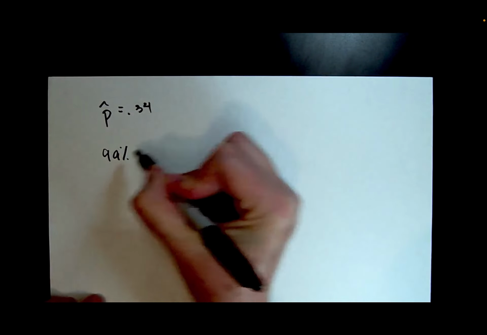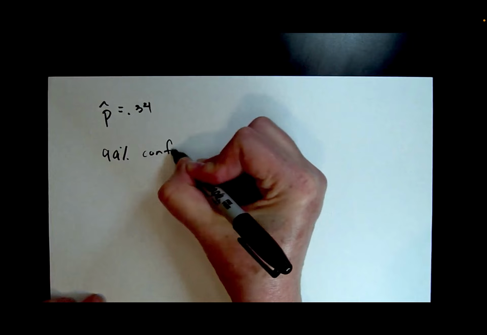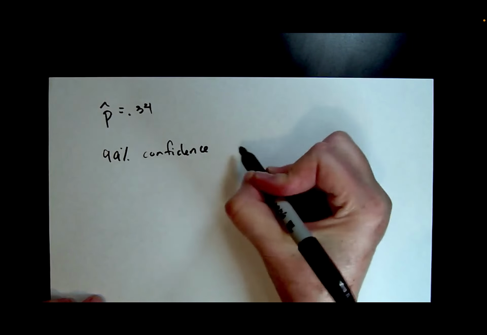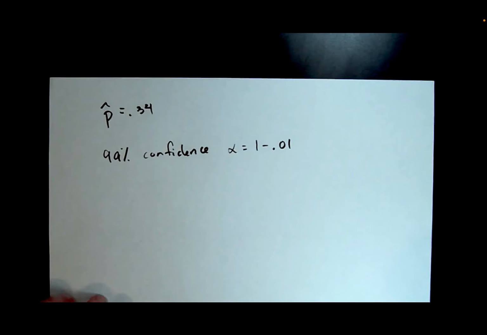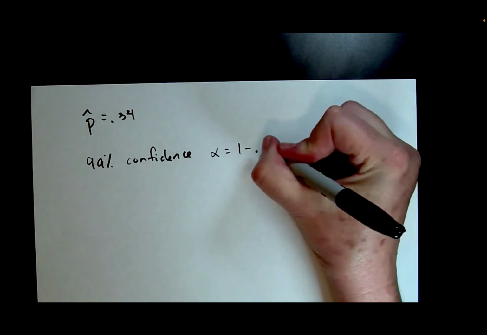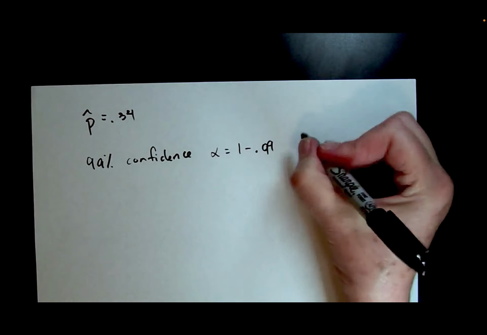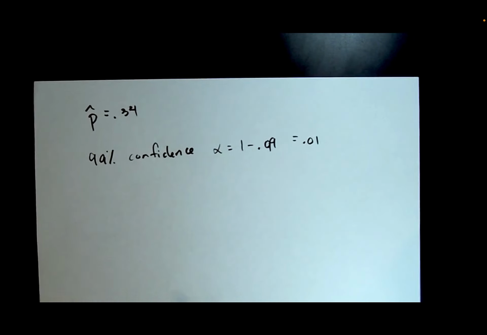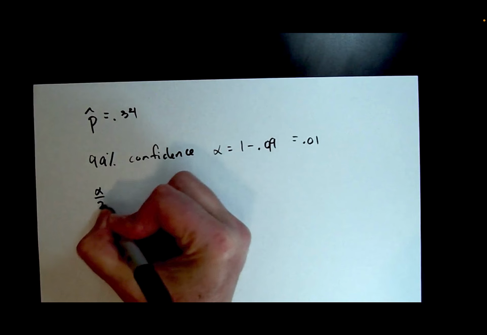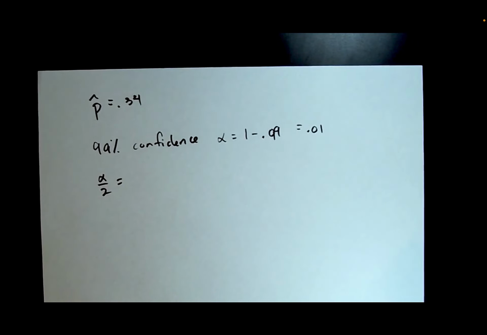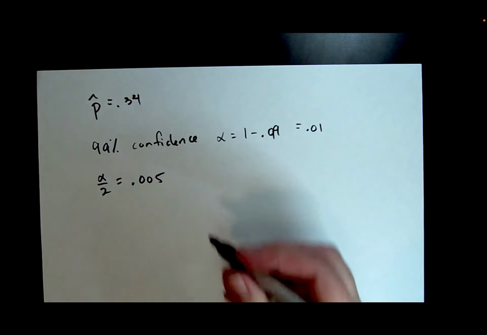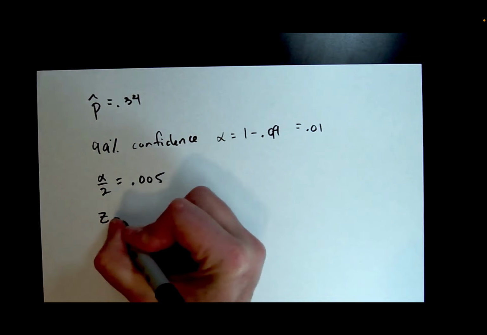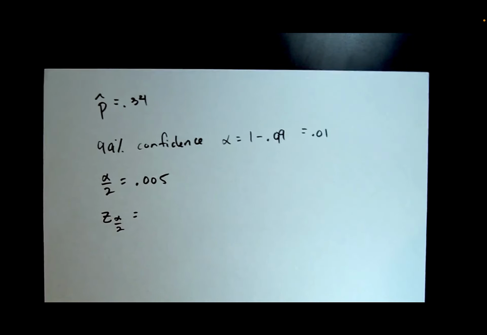But the alpha is going to be different, right? For 99% confidence, alpha would be, remember how that goes, it's 1 minus the confidence level as a decimal. So 0.99. So alpha would be 0.01. So that gives us a different alpha over 2, which is going to give us a different z sub alpha over 2. Alpha over 2 is going to be 0.005, and we'll use the table then to figure out what z sub alpha over 2 is.